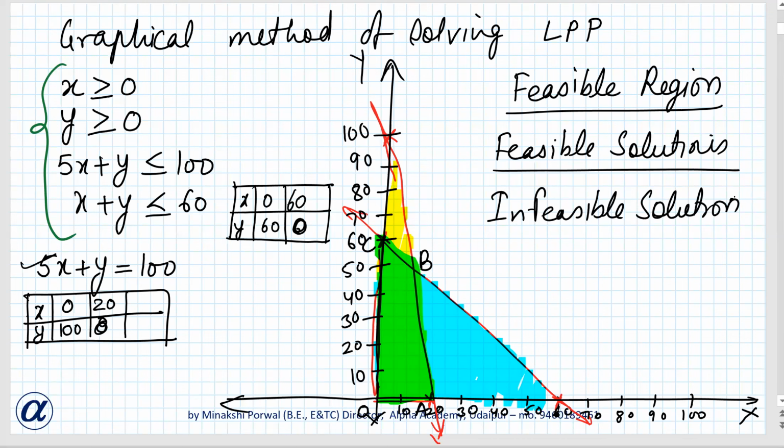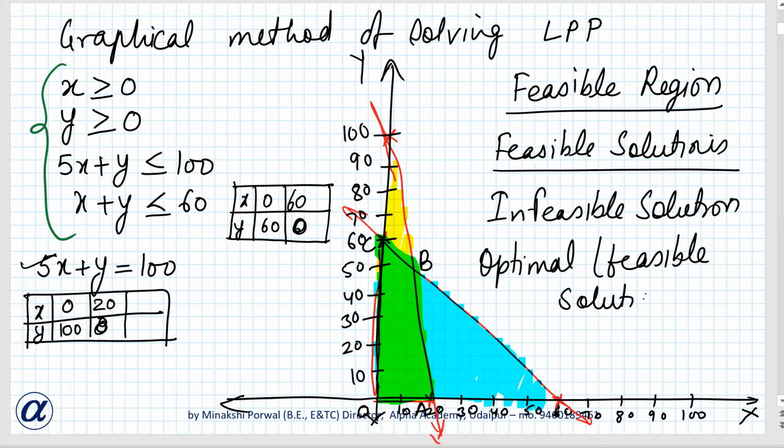Okay. Then optimal feasible solution. An optimal feasible solution is any point in the feasible region that gives the maximum or minimum value of the objective function. मतलब अब जो feasible solution कौन से थे, ये region which is enclosed by this polygon A, B, C and O, ये तो है feasible solution. और optimal feasible solution क्या है, वो point जो maximum value दे.